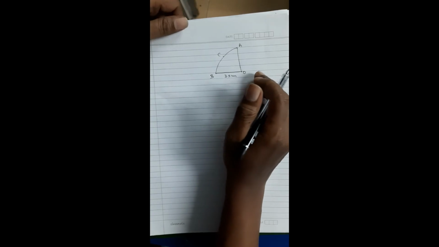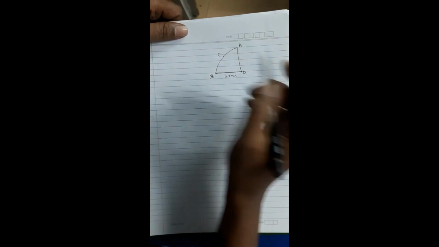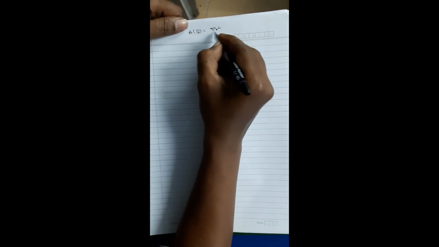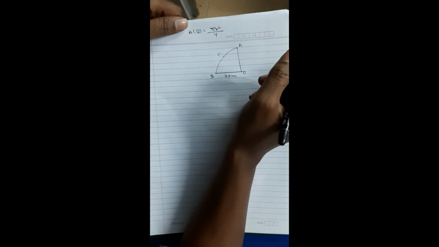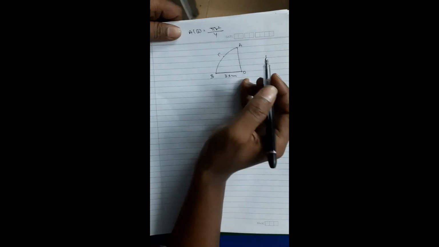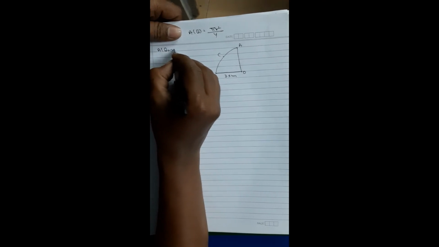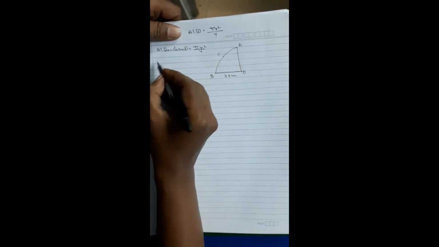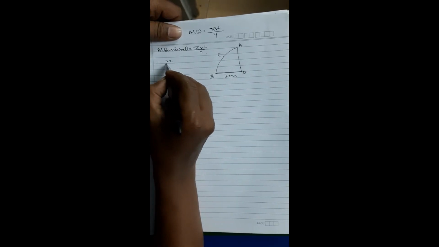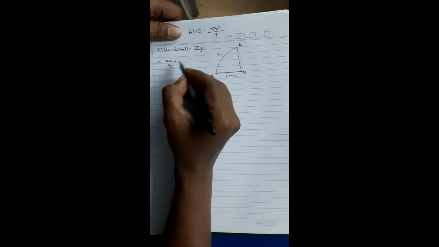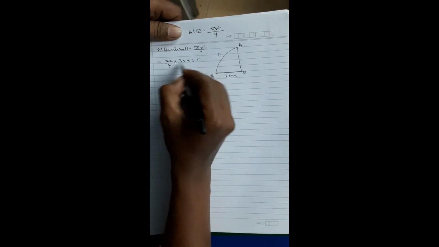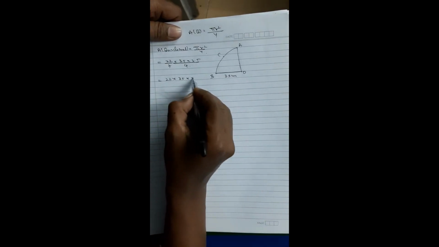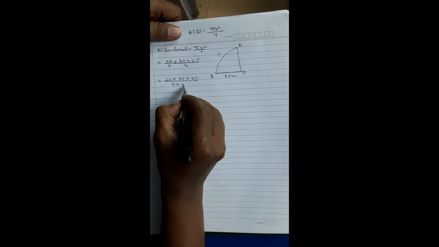See, it is very simple, my dear students. When we have to find the area of the quadrant, area of quadrant is actually equal to always circle pi r square divided by 4. Circle is divided into 4 equal parts. So area of quadrant is equal to pi r square upon 4. That is equal to pi is 22 upon 7 into r is 3.5 into 3.5 upon 4. So this will give me 22 into 35 into 35 upon 7 into 4.